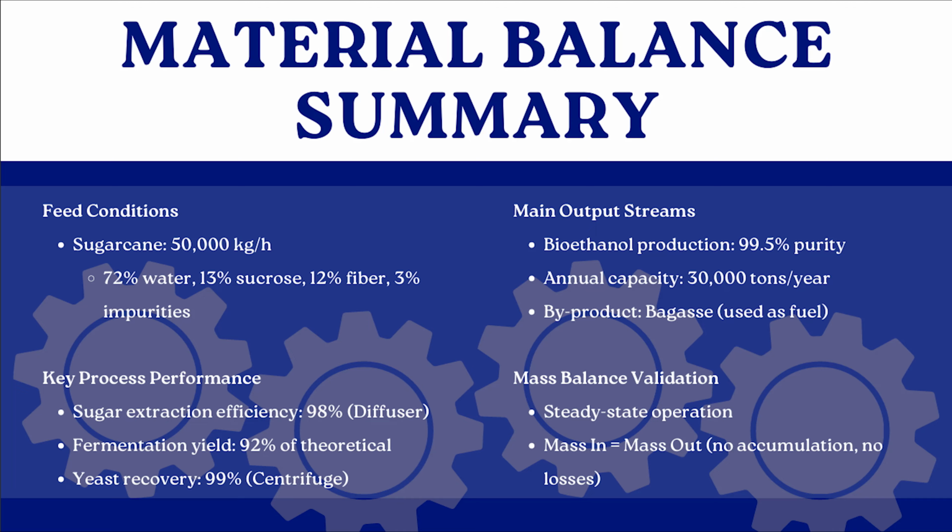So by implementing a diffuser system, we achieve 98% sugar extraction efficiency, which far surpasses traditional milling. And we combine it with a 92% fermentation yield and a 99% yeast recovery. So we don't just meet our targets here. We guarantee a steady state output of 30,000 tons per year of high purity bioethanol. This is industrial scale engineering backed by mass balance validation.